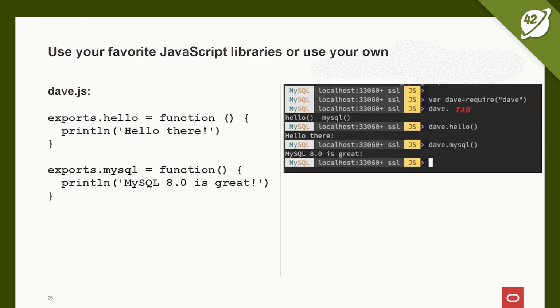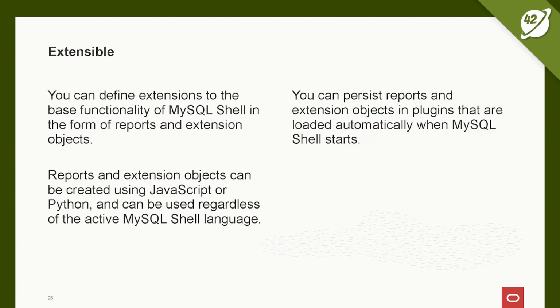If you have JavaScript libraries, this is an example of JavaScript libraries. If I type in the library's require a file, and if I do the name and tab, it shows me the two functions we have defined over here, and I can run them at will. It's about the same thing for JavaScript. Now, you can define your own extensions to the base functionality of the shell in the form of reports and extensions. These can be created once again in JavaScript or Python, and they're accessible from either of those languages. You can persist these, you can watch them, have them run over and over again, and they are automatically loaded every time the shell starts.